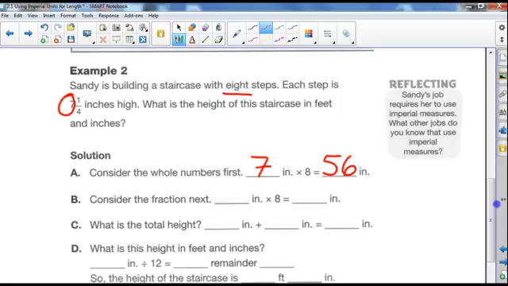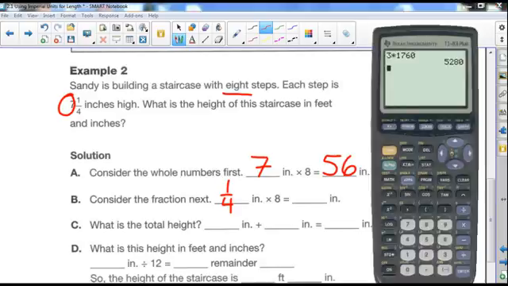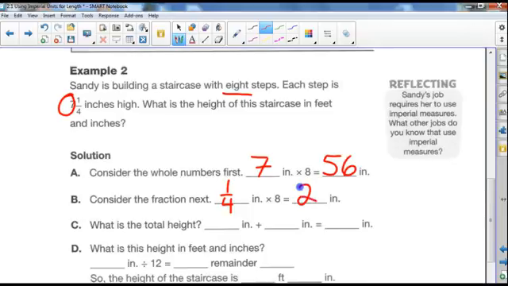Now we consider the fraction. It says consider the fraction next. Okay, we have 1/4 of an inch left over, but there's 8 steps, so we multiply 1/4 times 8. Okay, and some of you might need your calculator, so we can just take 1/4, which is 1 divided by 4, multiply that by 8, because there's 8 steps, and we end up with 2. Okay, so what is the total height? Well, it's just 56 inches plus 2 inches, and we end up with 58 inches total.